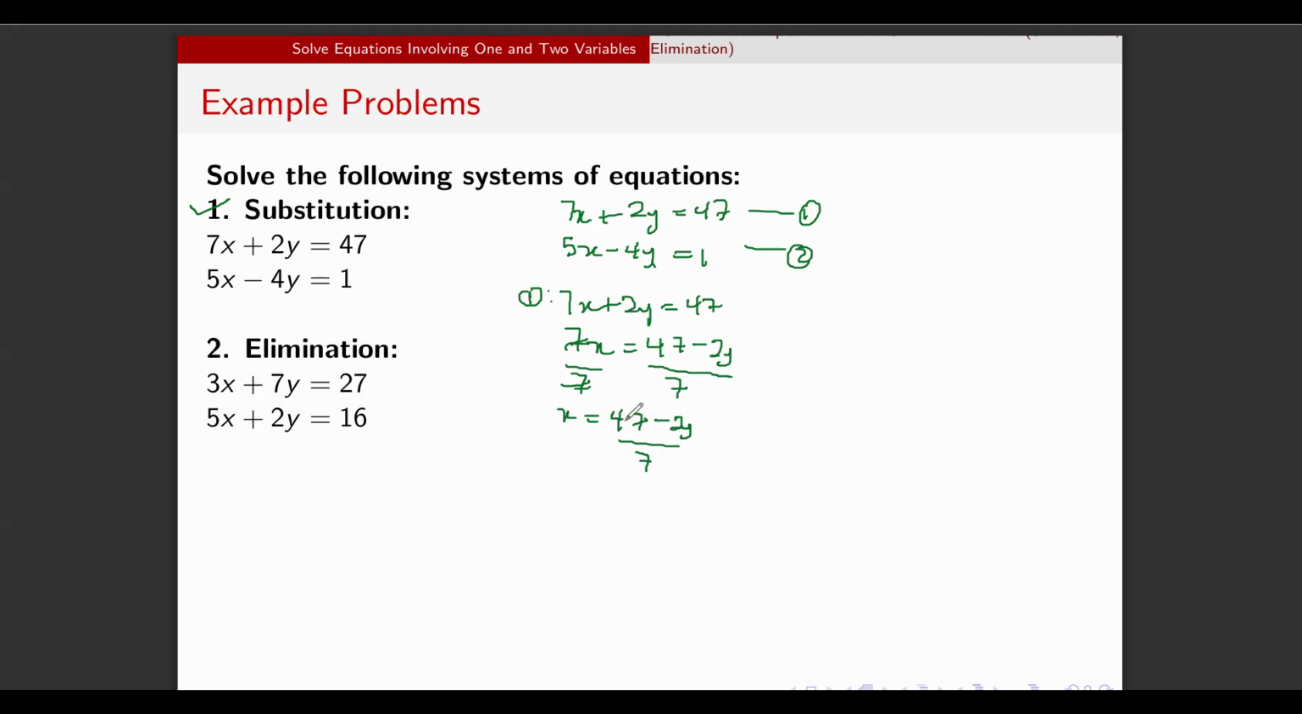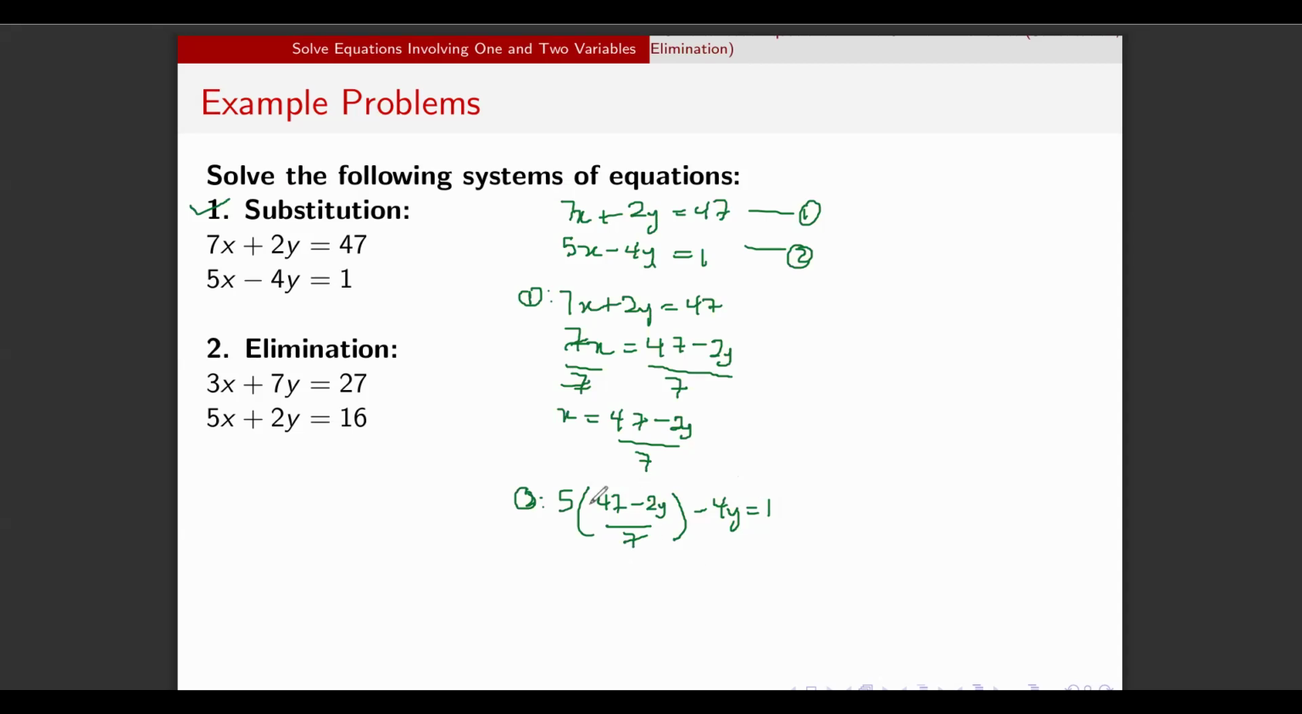So now I can take this x value and put it in equation 2. So we come to equation 2 here. I have 5x, but x is equal to 47 minus 2y over 7. So 5x minus 4y equals 1.